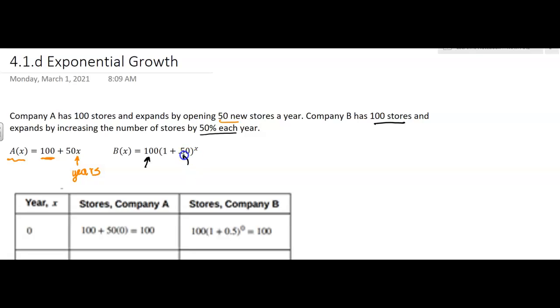And then this represents the increase. Notice that they've changed it from a percent to a decimal. x still represents the time, the number of years in this case. Sometimes students have questions about the 1. The 1 represents the 100 stores that you started with, right? So you're still going to have 100 stores after 0 years go by. And then 1 year goes by, you're going to have 100 stores plus 50% of 100. So you have to have that 1 there or you wouldn't have the initial number of stores.